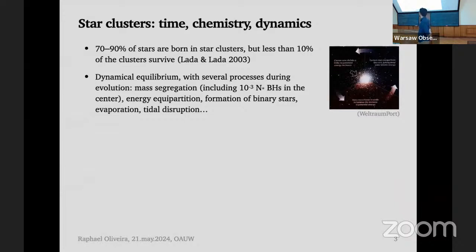Some more general information here. It's estimated that 70 to 90% of stars are born in star clusters, but less than 10% of these clusters survive. We can think that a cluster is a static bunch of stars, but they are actually in random movement and in dynamical equilibrium, and have a lot of processes going on, such as mass aggregation, which includes black holes in the center, and evaporation, tidal disruption, and so on.